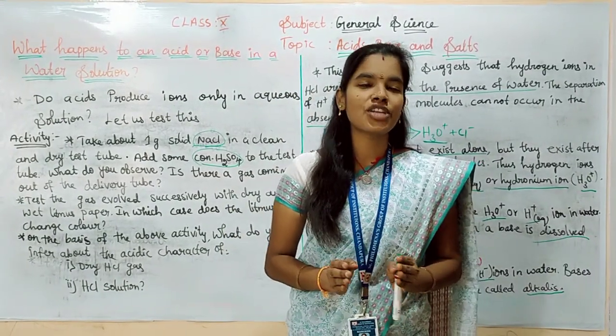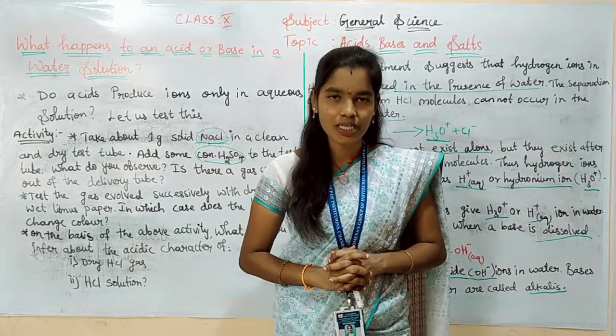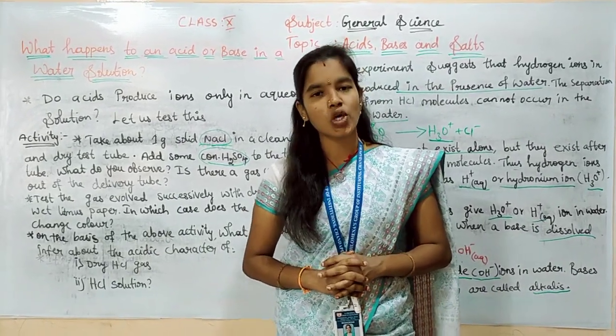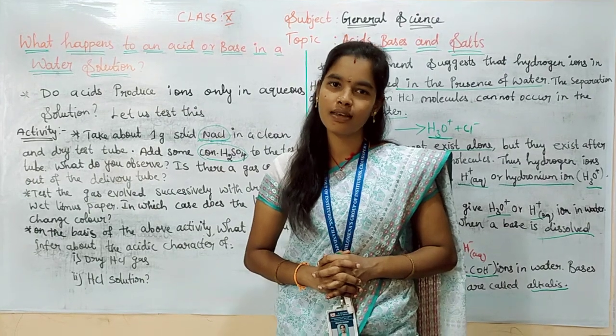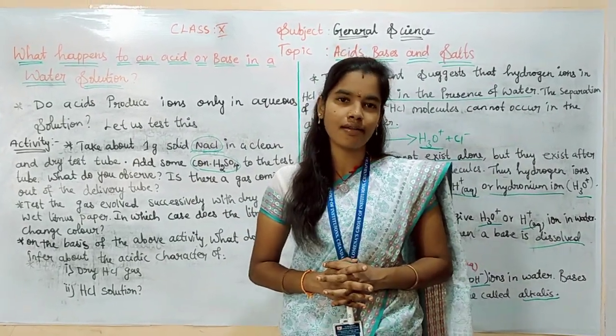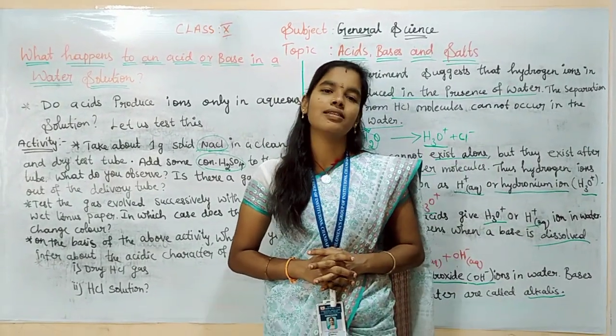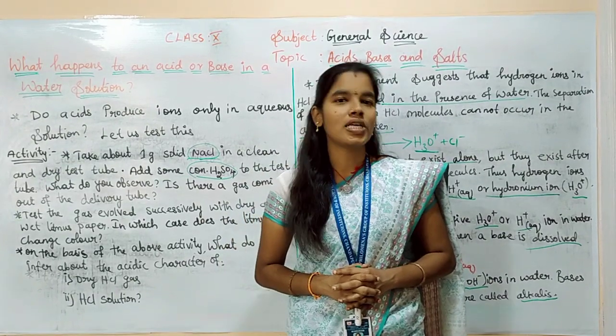In tomato, which acid is present? The answer is oxalic acid. In tamarind, which acid is present? Tartaric acid. With that, we'll start today's session.